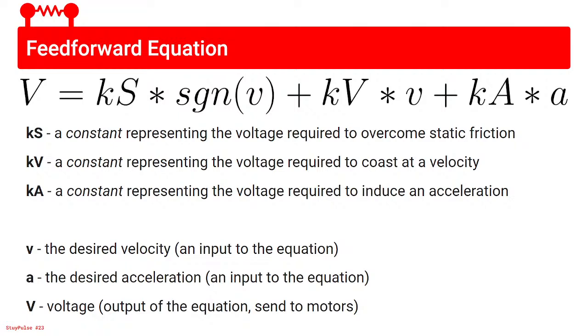Why do you take the sign of the velocity? That is because Ks, Kv, Ka are your physical constants that SysId tells you, and they have physical meaning, right? They have meaning for the real world.